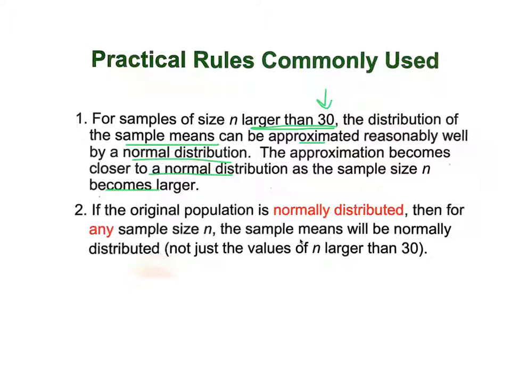That's the best approximation. Number 2, if the original population is normally distributed, then for any sample size, the sample means will be normally distributed, not just bigger than 30.